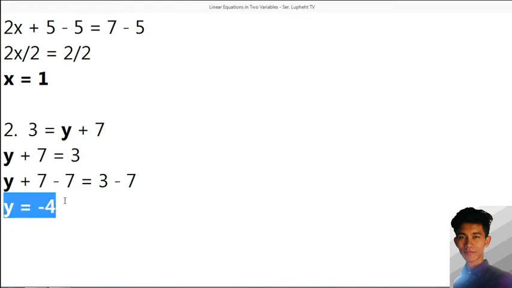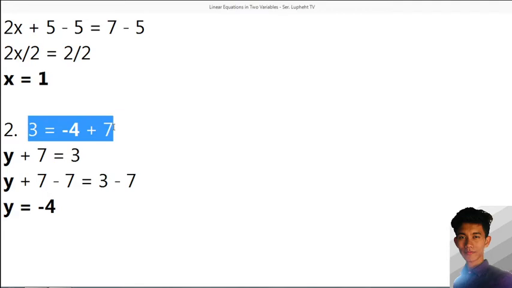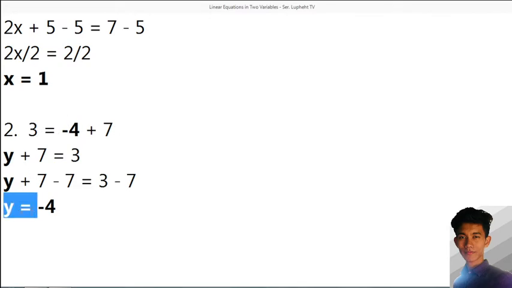So, if we're going to substitute this sa ating equation, magiging negative 4 itong y. So, 3 daw ay equal ba sa negative 4 plus 7? So, definitely yes. Negative 4 plus 7 is positive 3. So, now, kung i-graph po natin ito sa Cartesian plane, itong y is equal to negative 4, isa naman siyang horizontal line na kung saan ay intersect niya naman po ang y-axis at negative 4.